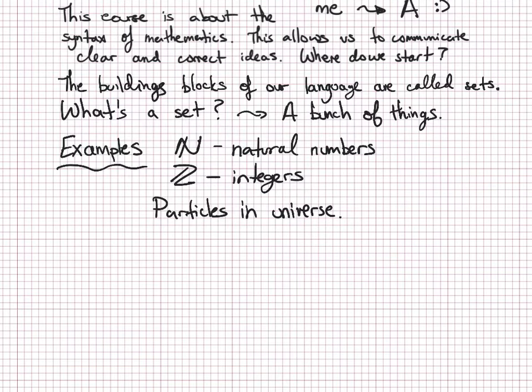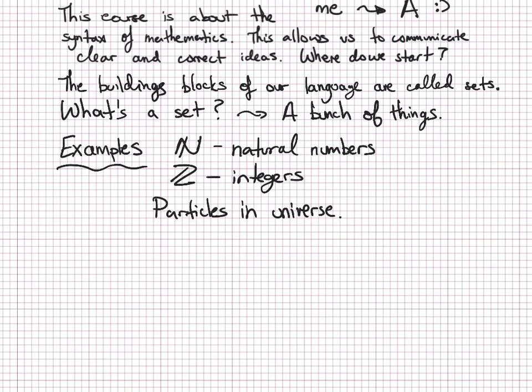But the unifying feature of all of these is that each one contains a thing or a bunch of things, which we call elements, and together they're the collection of all of these things. So the particles in the universe contains the particles. The set Z contains 1, 2, 3, -1, -2, -3, and so on.